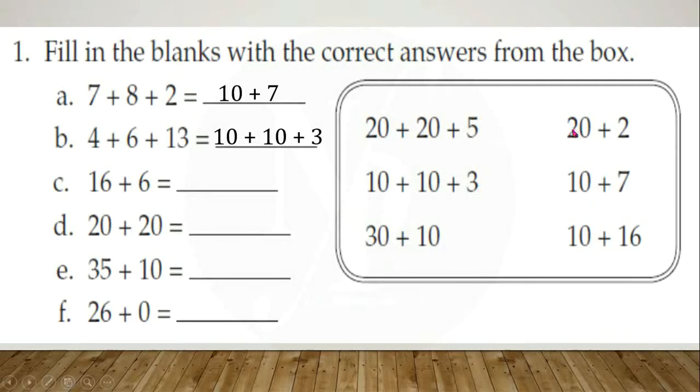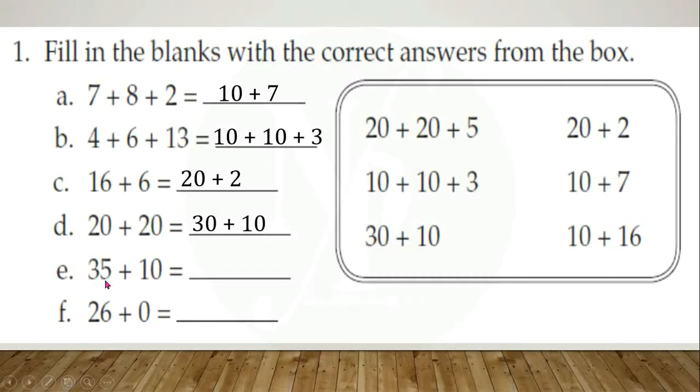See, here you have 20 plus 2, 22. 16 plus 6 is 22, and 20 plus 2 is also 22. So you should write 20 plus 2 here. In D we have 20 plus 20. 20 plus 20 is 40, and 40 can be written as 30 plus 10 also, isn't it? 30 plus 10 is also 40. So you fill this blank by writing 30 plus 10.